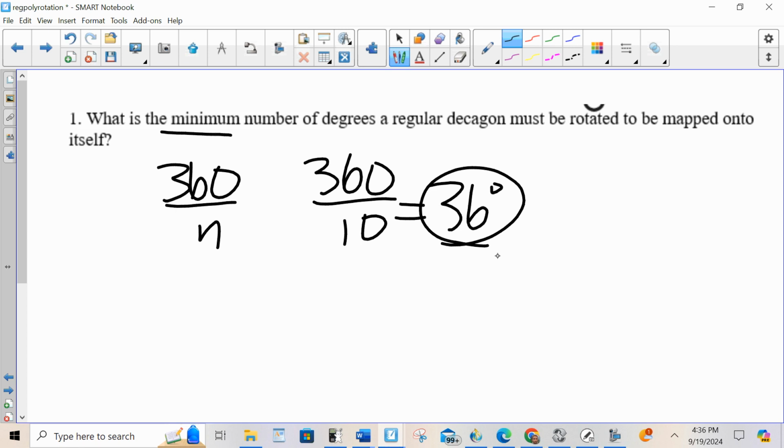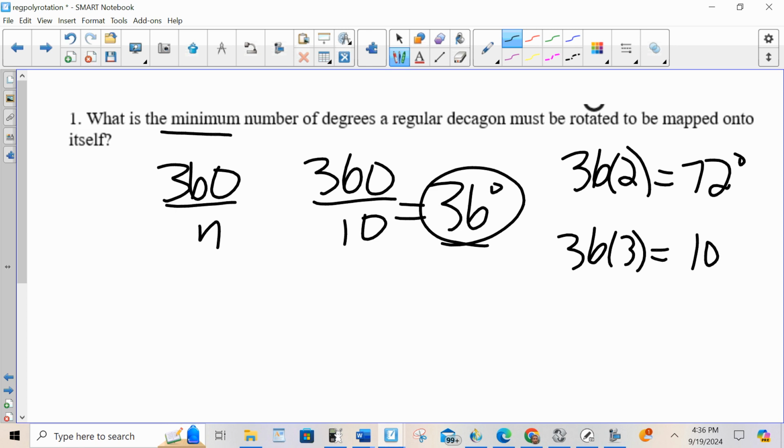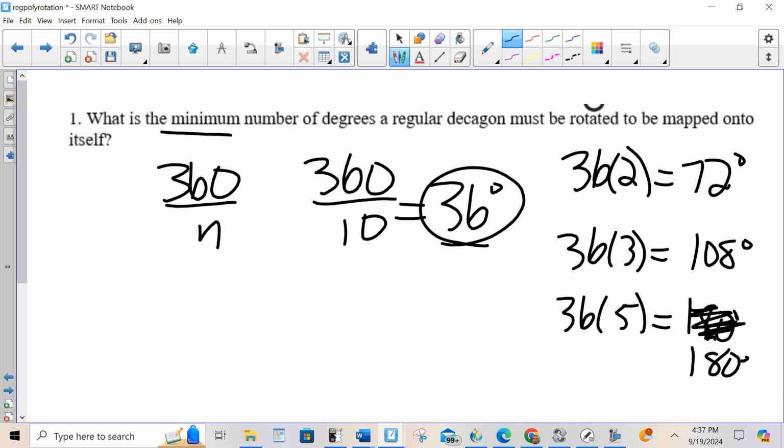Now, even though that's the answer, understand that any multiple of 36 will also map it onto itself. 36 times 2 is 72. 72 degrees will map it onto itself. 36 times 3 is 108 degrees. That'll map it onto itself. 36 times 5 is 180. That'll map it on. No, that's not right. 36 times 5 is 180. That'll map it onto itself.